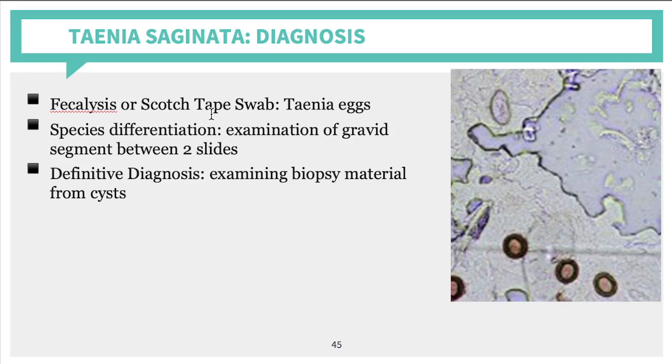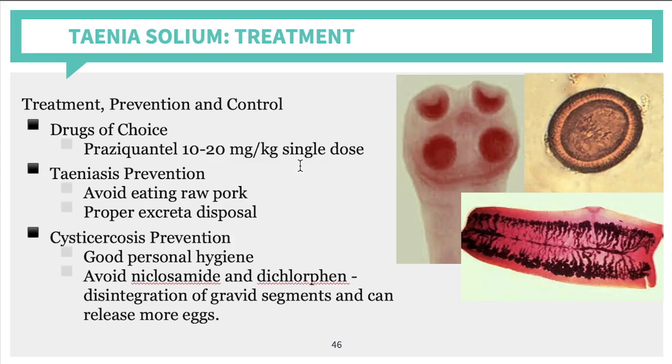So it's similar now with Taenia solium, basically on Taenia eggs. You can differentiate one gravid segment, and you can check the biopsy material from the cysts. And again, how can we treat this infection? Through praziquantel.